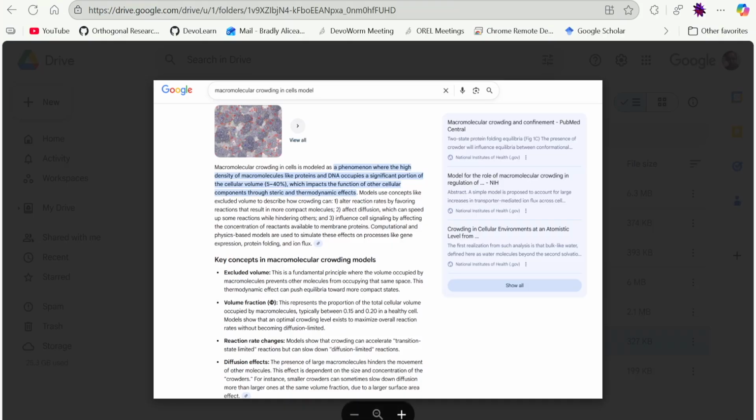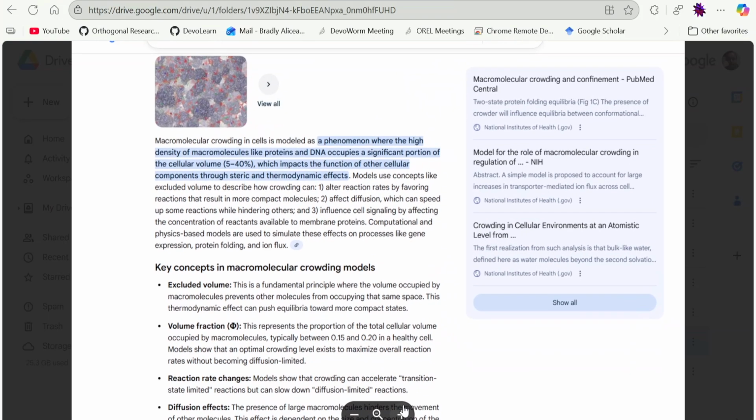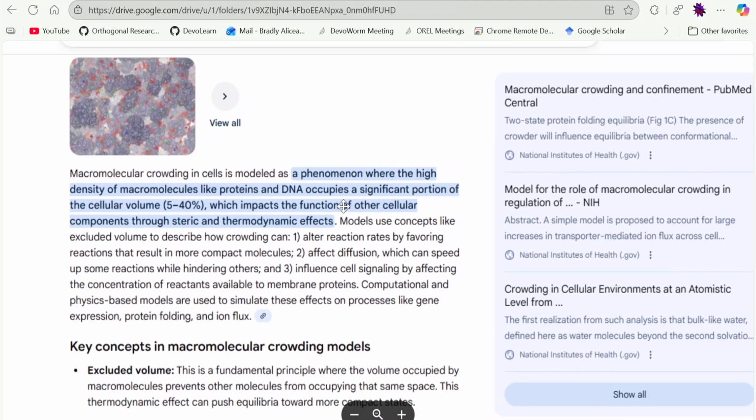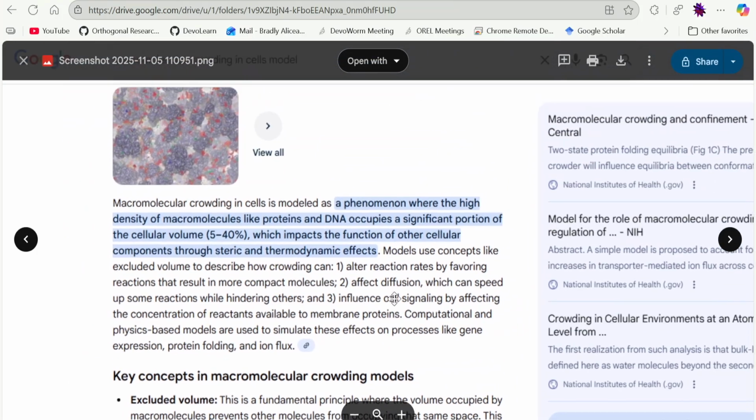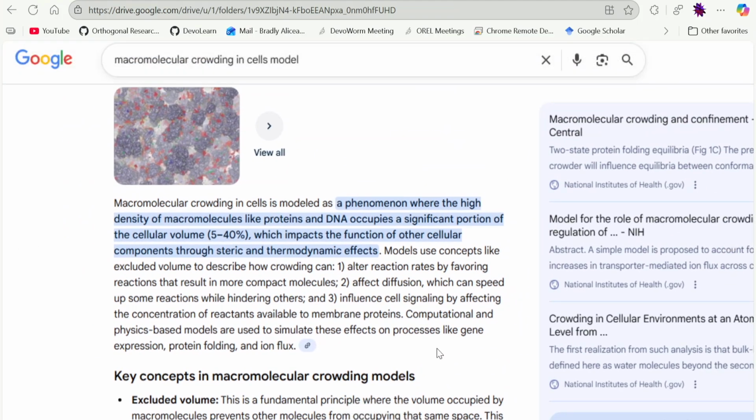What real cells do have is macromolecular crowding. I looked this up using Google's AI summary, and then I want to go find some papers. It describes macromolecular crowding in cells as a phenomenon where the high density of macromolecules, like proteins and DNA, occupy a significant portion of the cellular volume. And the estimate is like 5 to 40%.